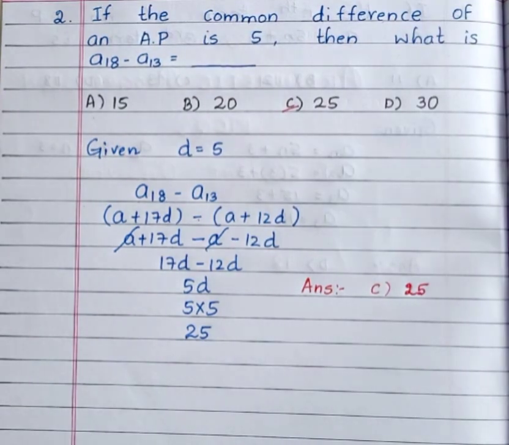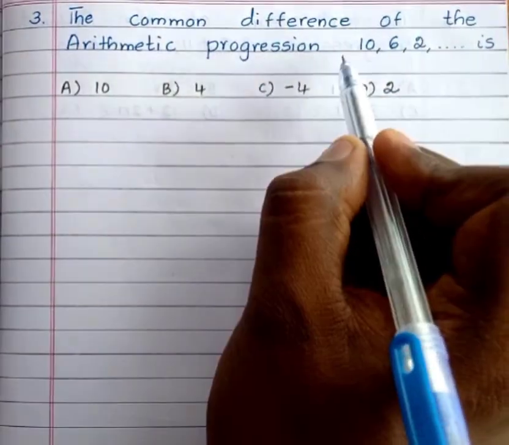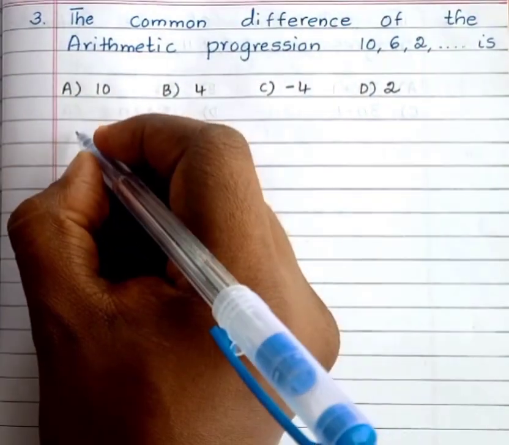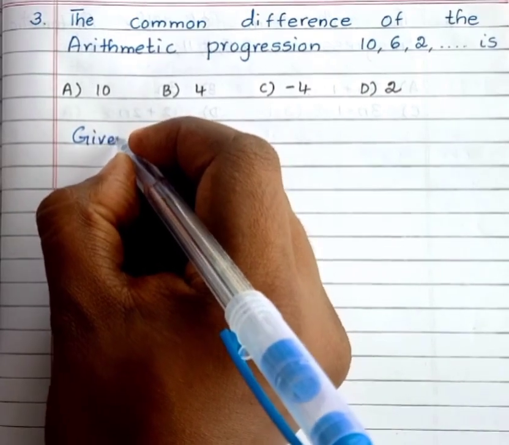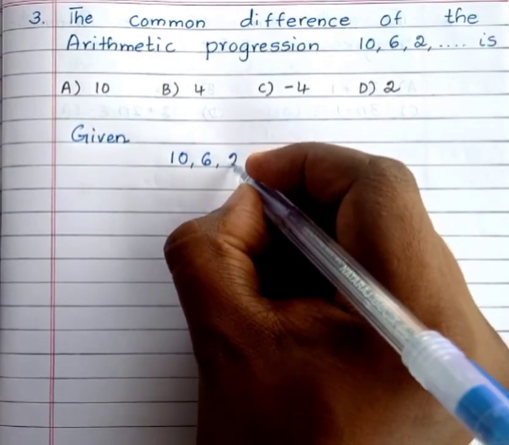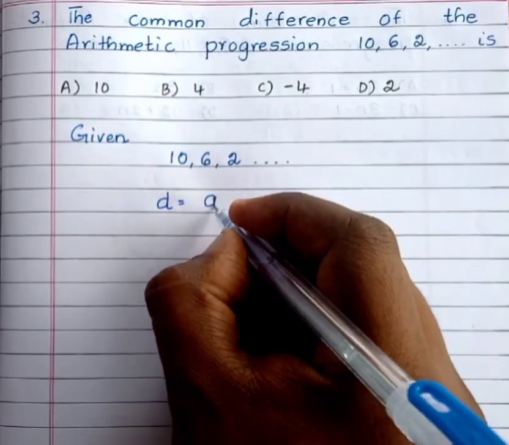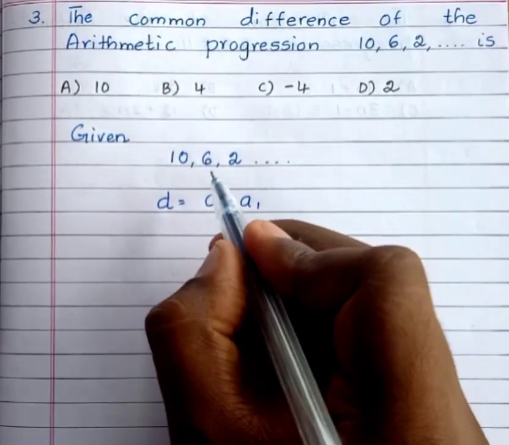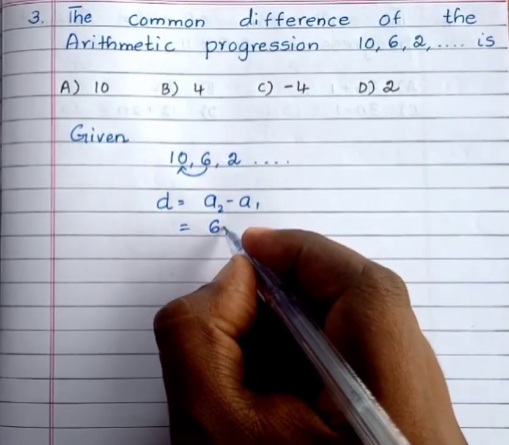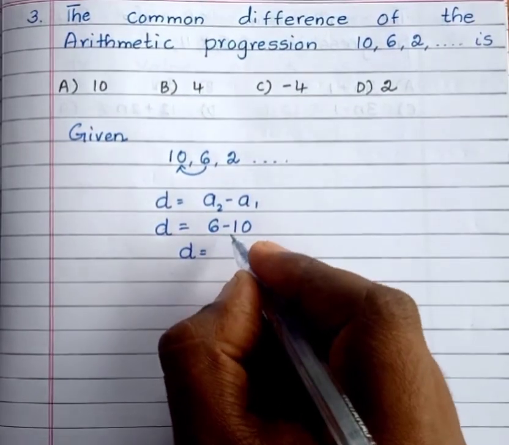Now we'll be moving to question number 3. The common difference of the arithmetic progression 10, 6, 2 is. For given arithmetic progression, we need to find out the common difference. Therefore, the first step is given data, that is the given AP is 10, 6, 2, and list goes on. What is common difference? Difference of any two consecutive terms. Therefore, D equals A2 minus A1. D equals 6 minus 10, which is equal to minus 4.